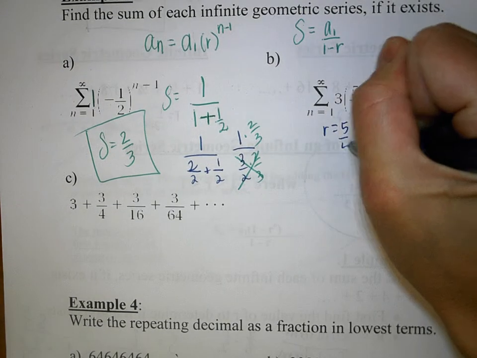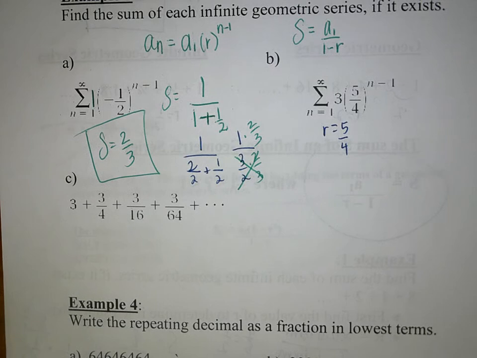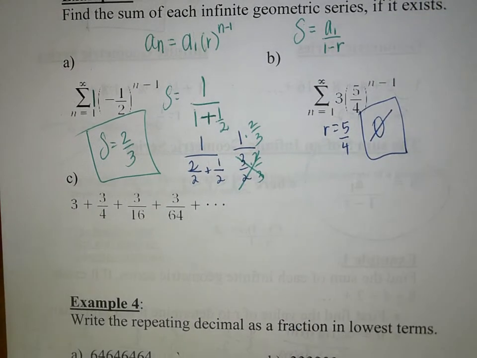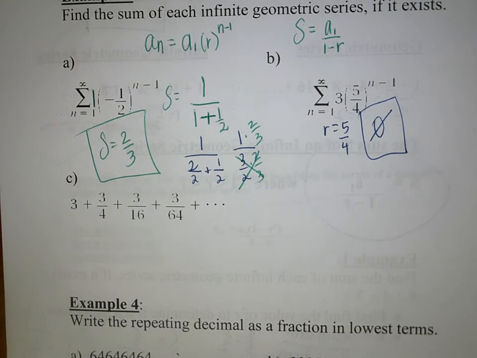Is 5 over 4 between -1 and 1? No. That's correct. Therefore, if the ratio is not between -1 and 1, the sum does not exist. Instead of writing sum does not exist, I'm just going to write no solution, 0 with a line through it, can't find the answer. It's much quicker.